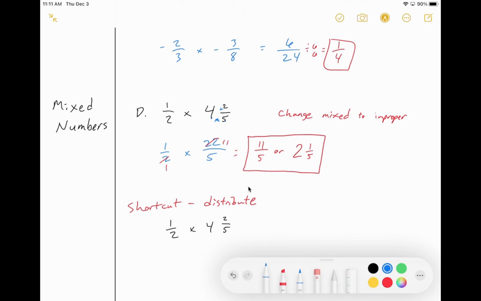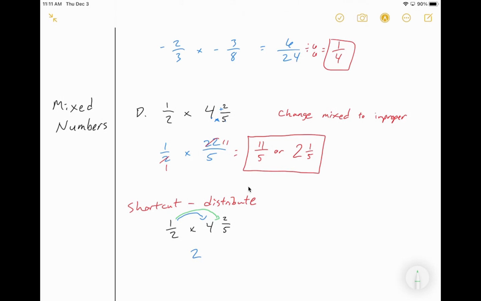Check it out. 1/2 of 4 is equal to 2. 1/2 of 2/5, right? If I have 2/5, then half of it would be 1/5. And you see how I still got the same answer? Now, does this shortcut always work? Unfortunately, no. Well, when does it not work? Well, just think about it.